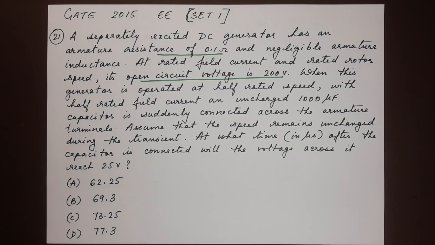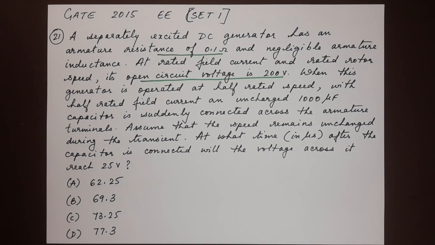When this generator is operated at half rated speed with half rated field current, an uncharged 1000 microfarad capacitor is suddenly connected across the armature terminals. Assume that the speed remains unchanged during the transient. At what time in microseconds after the capacitor is connected will the voltage across it reach 25 volts? So we have our options A, B, C and D, and all the four options are in terms of microsecond.